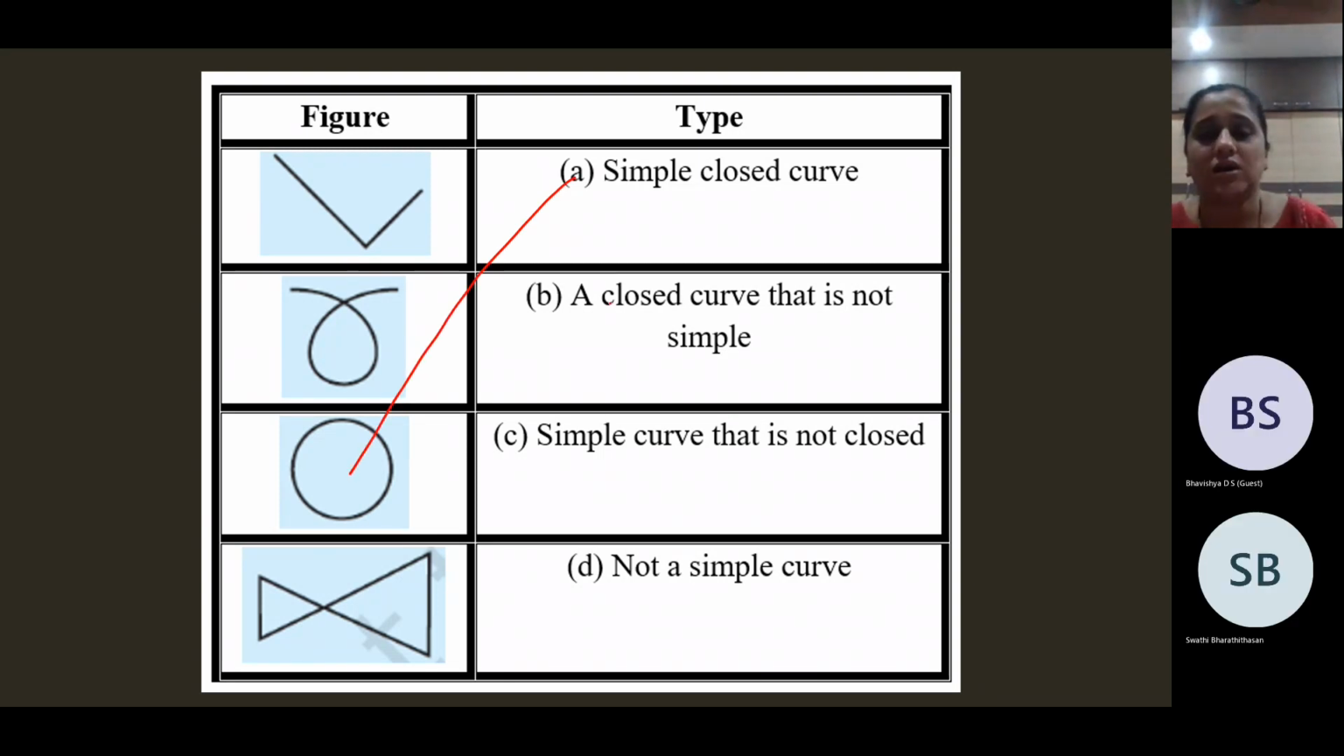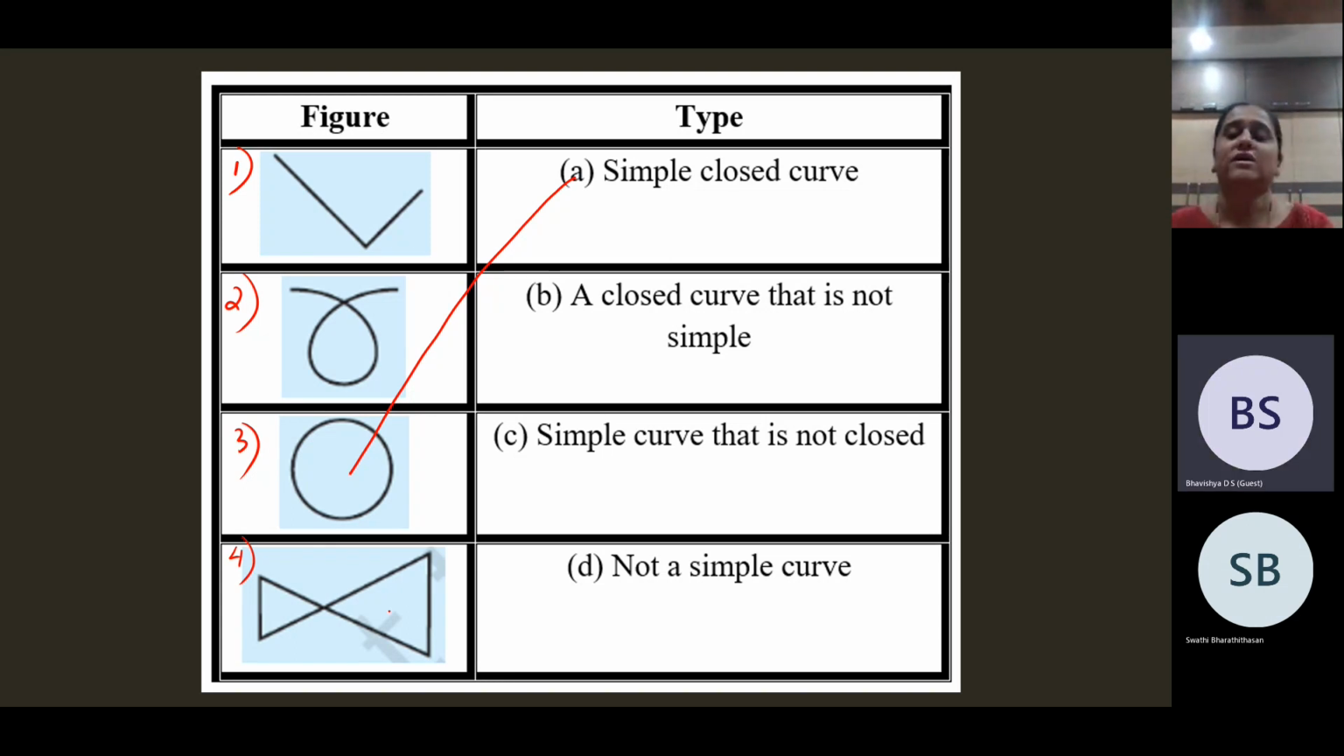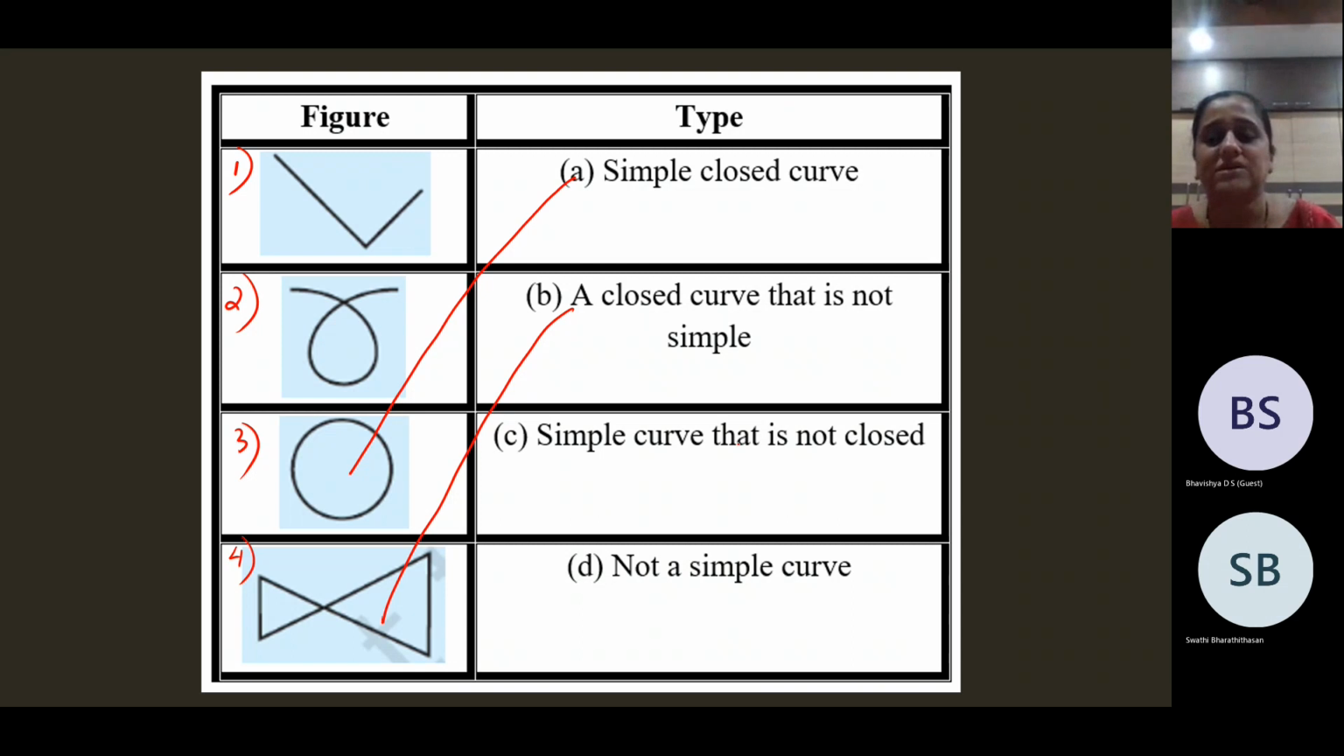Now take the next one. A closed curve that is not simple. So choose the figure which is a closed curve but not simple. Is the first one closed? No, ma'am. Is the second one closed? No, ma'am. Third is already matched. Is the fourth one closed? Yes, ma'am. And it's not simple, right? Yes, ma'am.